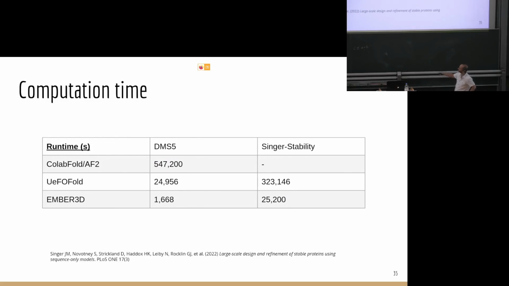And you can see there's even a pretty significant difference between UFO Fold and Ember 3D. So essentially every gain in quality of your prediction you buy with an increase in computation time. So you have different usage scenarios for all of them. For the highest quality you go for AlphaFold 2, obviously. For faster speed you go to Ember 3D, and if you want to compromise, where you have a very speedy prediction but higher quality than Ember 3D, then you go for UFO Fold.